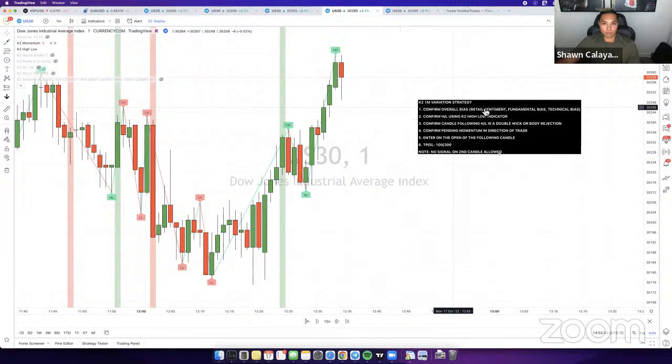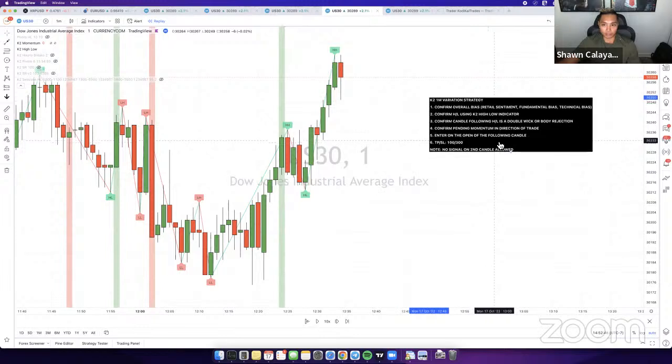So first, you want to confirm the overall bias. Again, we're going to assume that it's bearish. I know that it's not bearish, we're just going to use it for this example here. For the second requirement, you want to confirm the high low. We have a low here, high at this point.